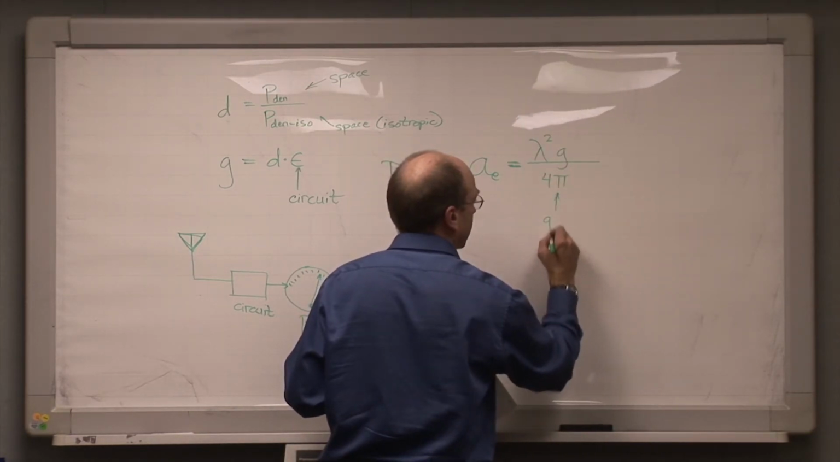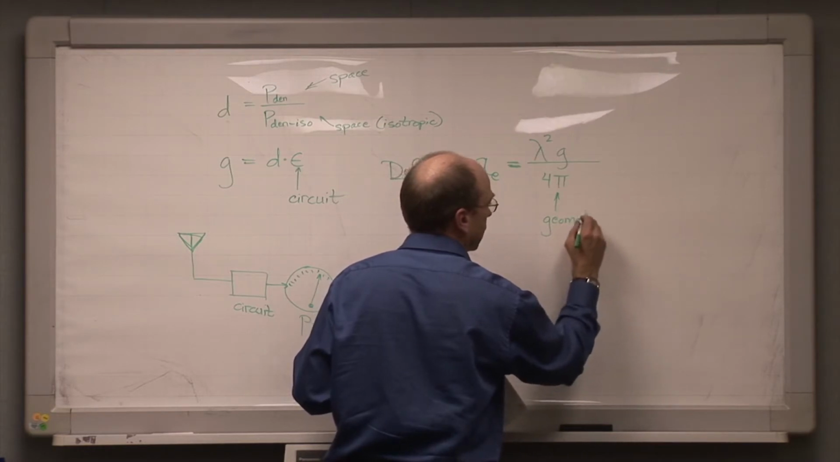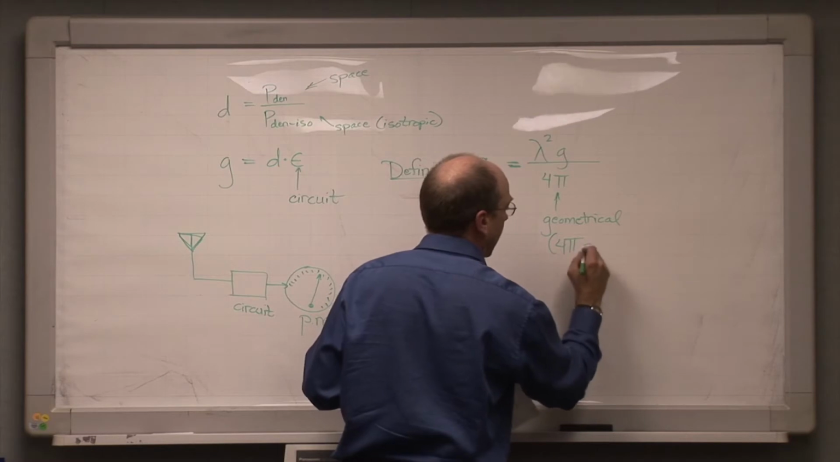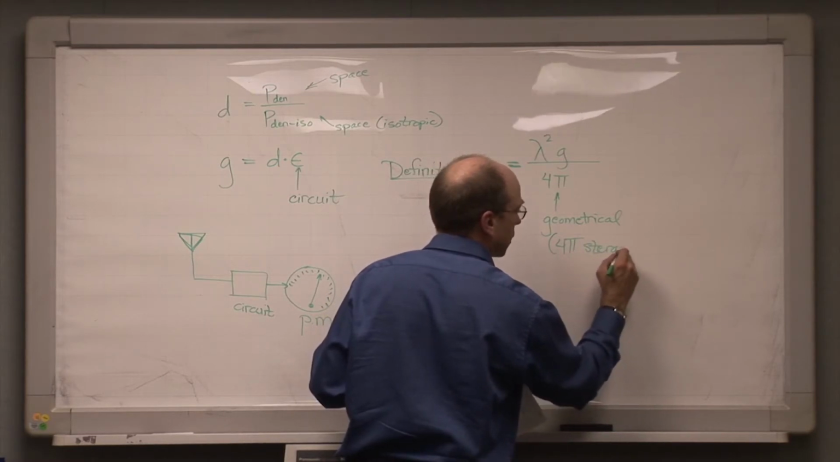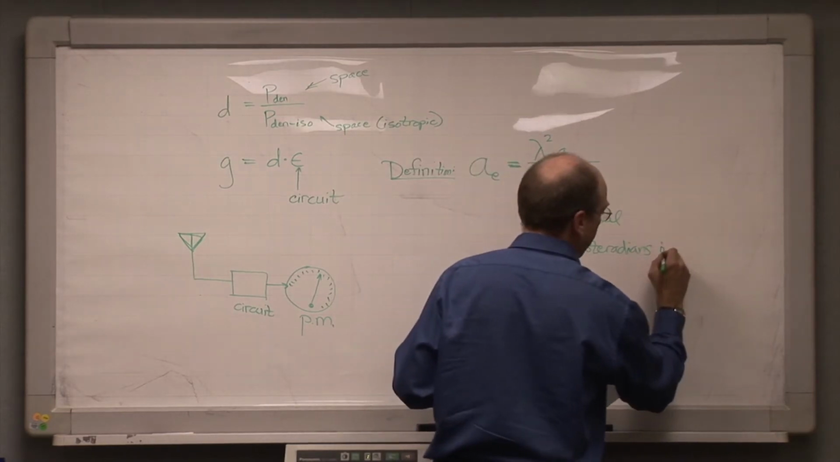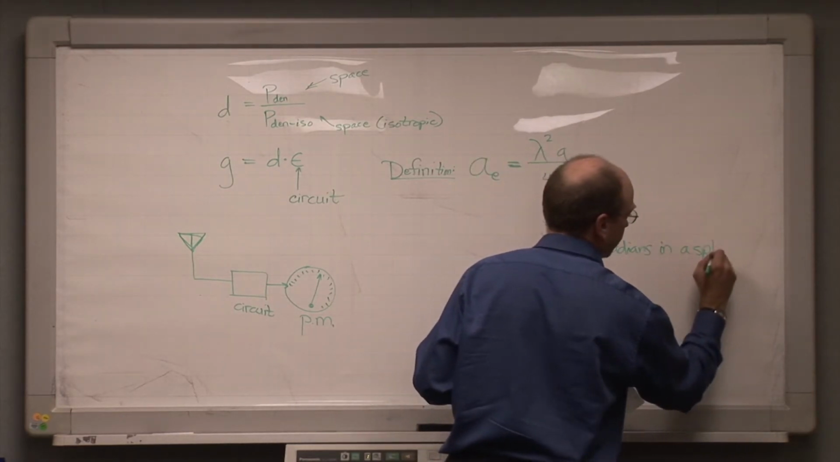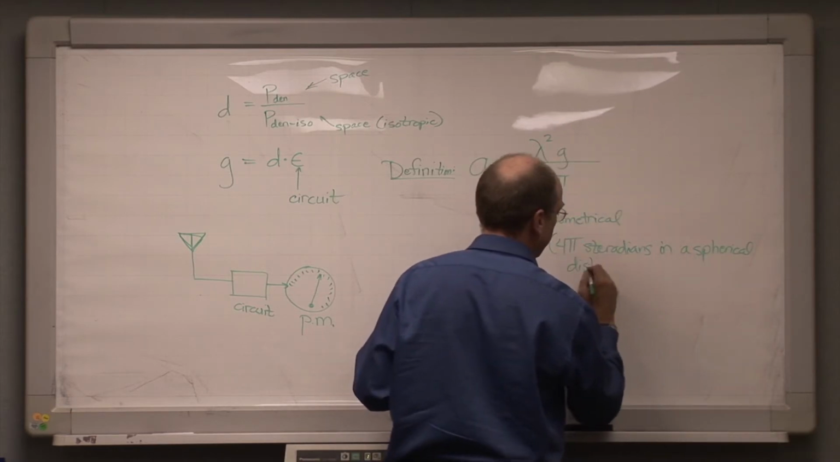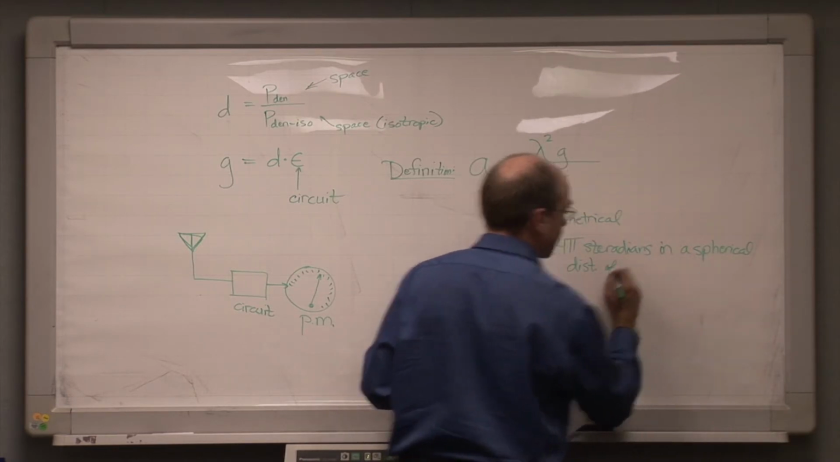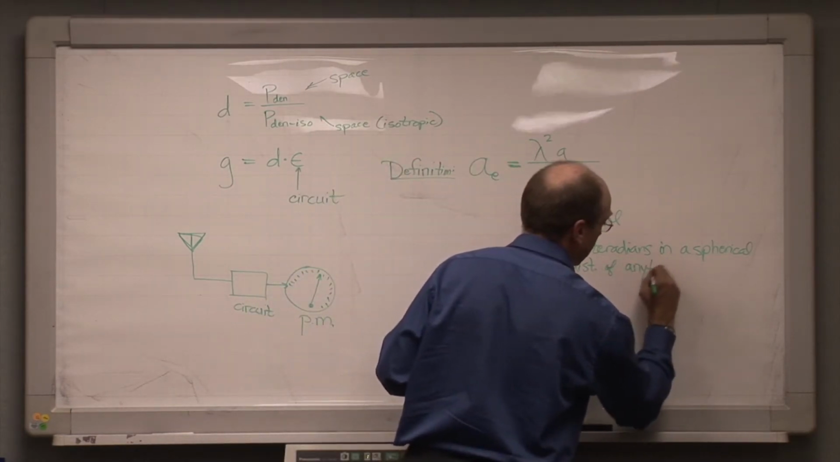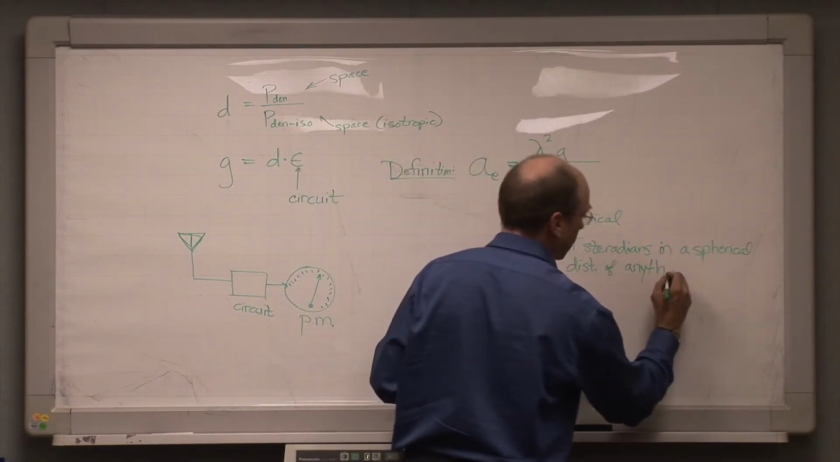4 pi is, again, a geometrical feature related to the fact that there are 4 pi steradians in a sphere, or in a spherical distribution, in a distribution of, well, I was going to say spherical distribution of energy, but really a spherical distribution of anything. There are 4 pi steradians in a sphere, period.